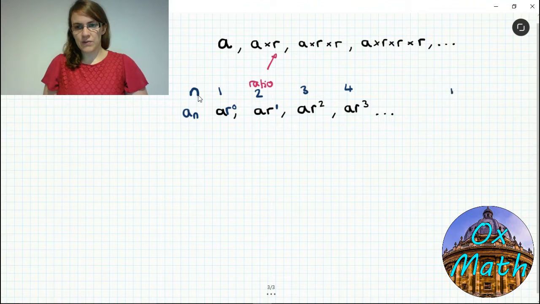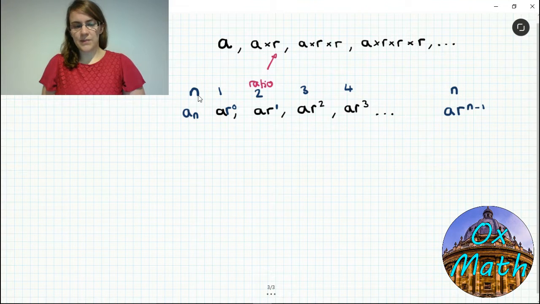If we have a general term, the nth term, we know that we're going to have a, and then multiplied by r n minus 1 times, so one less time than the term we're on, because the first term we haven't multiplied by r at all, the second term we multiplied by r once, the third term we multiplied by r twice, the fourth term we multiplied by r 3 times, and so on. So the nth term we multiplied by r n minus 1 times.